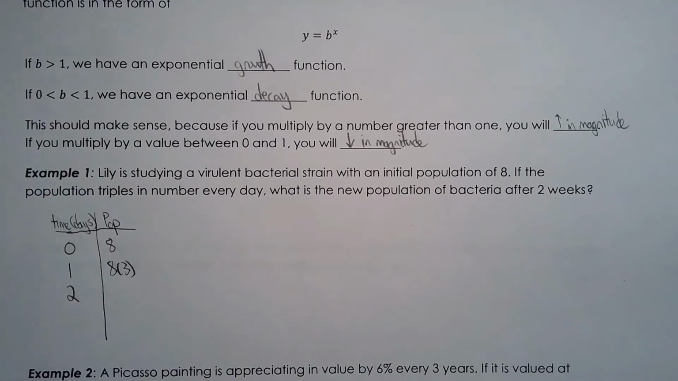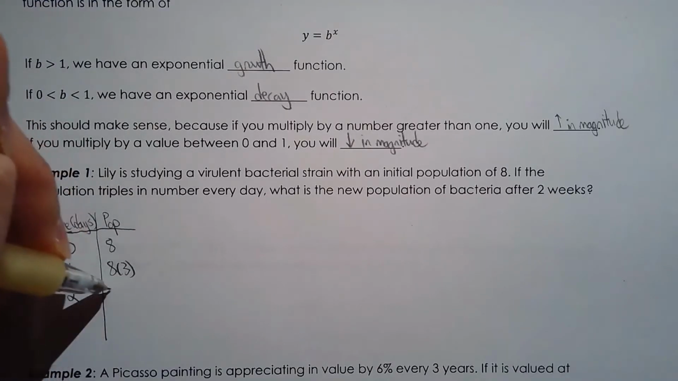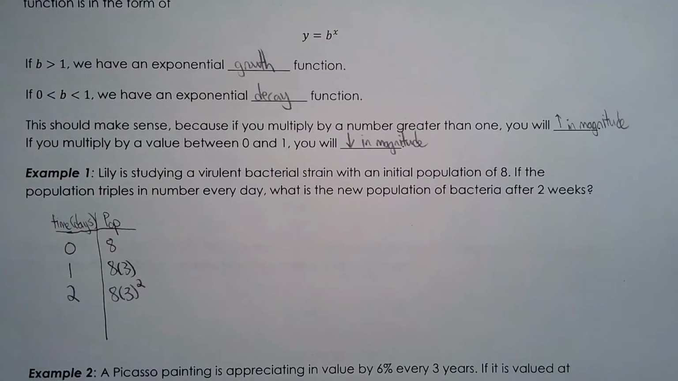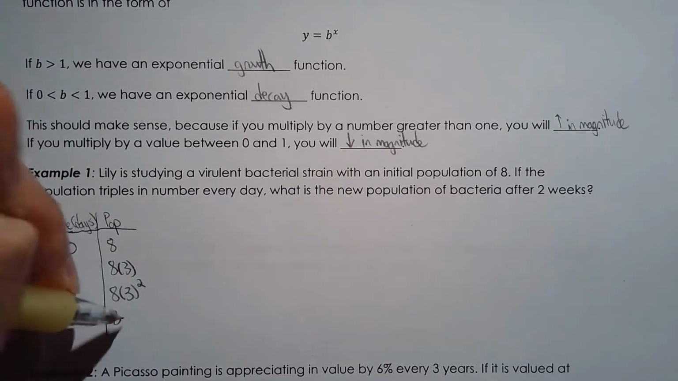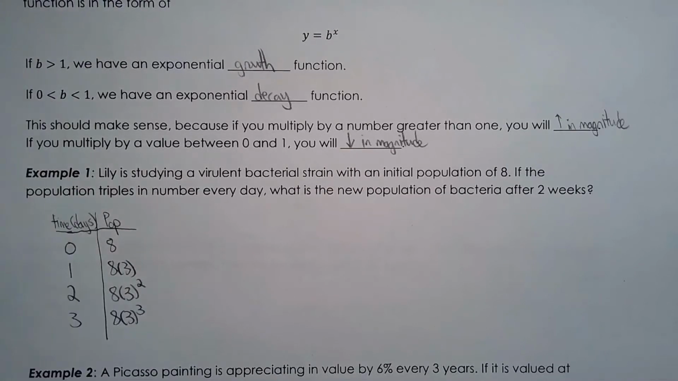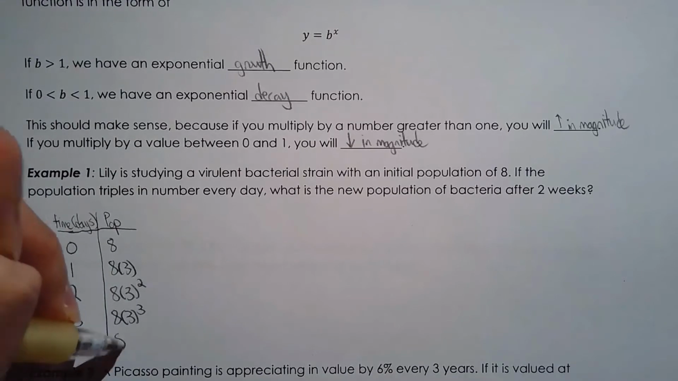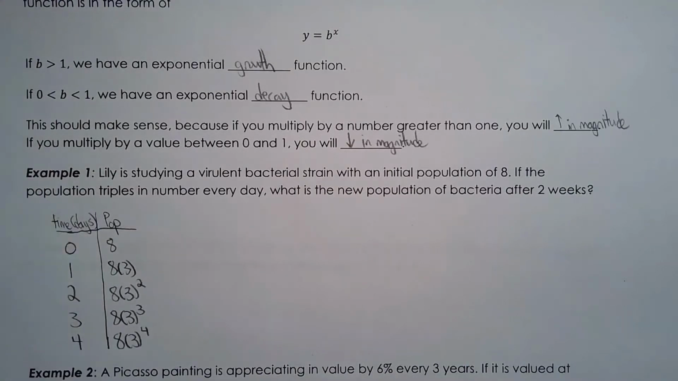I know the next is 24 times 3, but I'm not going to write down 24 times 3 or 72. I'm just going to write 8 times 3 squared. Hopefully you can see why I'm doing this. After the third day, it's 8 times 3 cubed because I multiplied by 3 again. So there's an additional factor of 3. And let's do one more day. Hopefully you see a pattern.